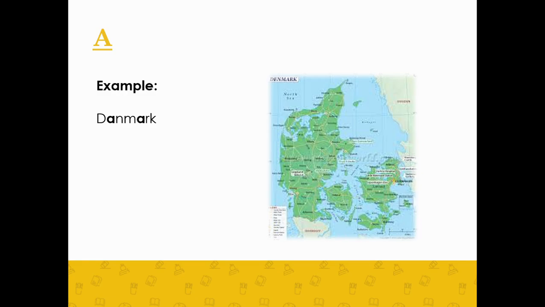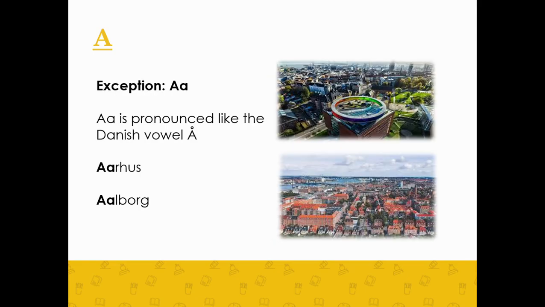An example of this could be the name of our lovely country, Denmark. Here you have A and A because the second A comes before an R. So Denmark. Exception is the double A. The double A is pronounced like the Danish vowel Å.